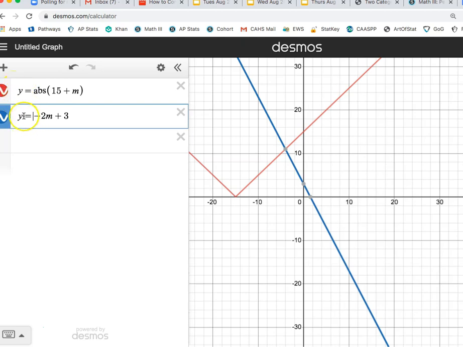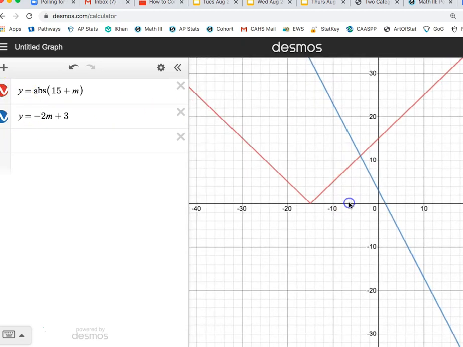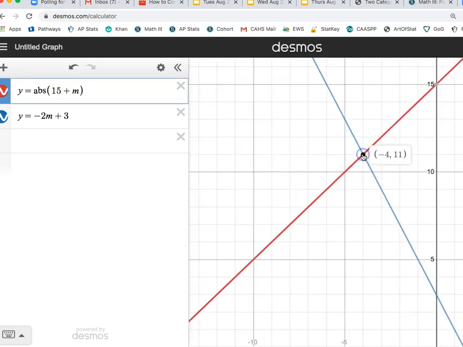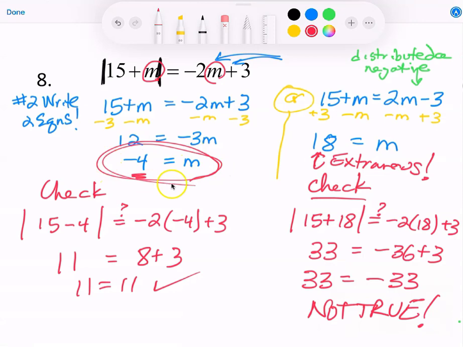Let me put y equals both in there, so I have equations I'm graphing. Notice how many times these 2 lines intersect. They only intersect one time right there. And notice the y coordinate of where they intersect. That y coordinate is negative 4. And as we indicated here, we only get one answer. This left side would intersect with this right side at one place at negative 4.